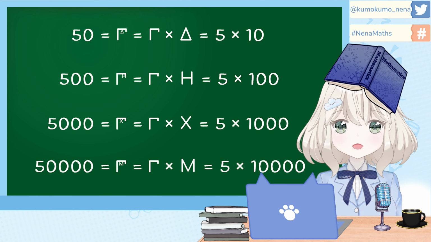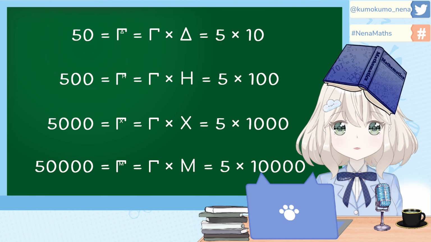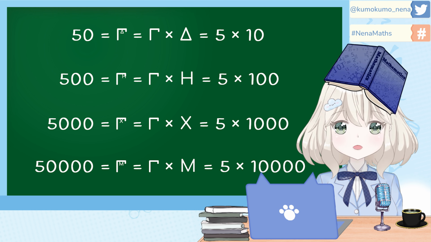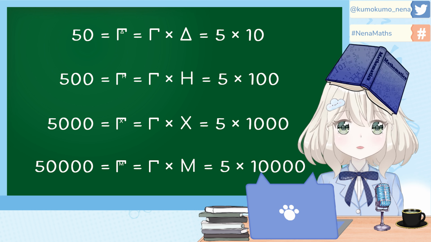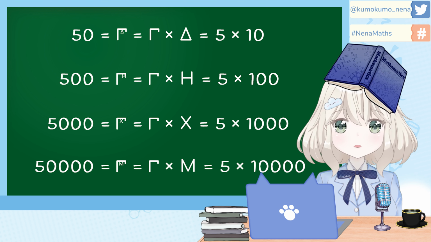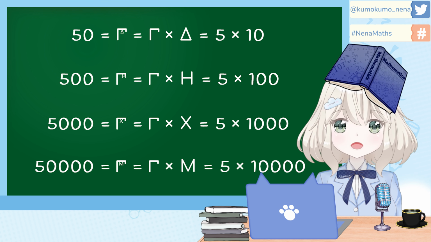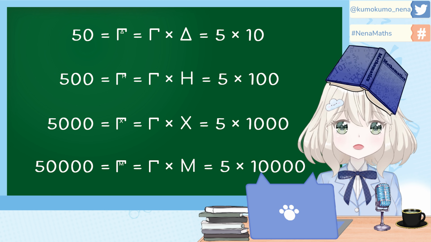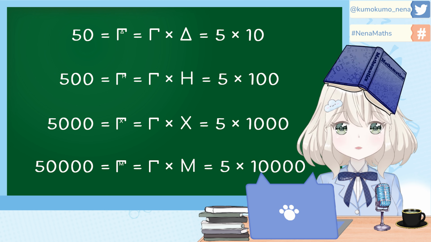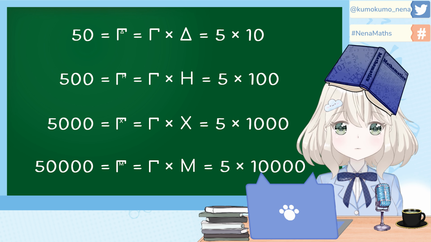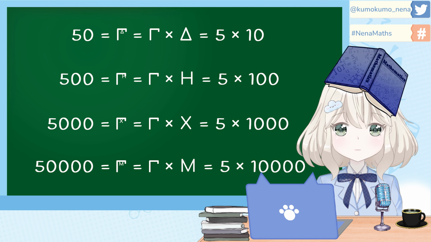We can multiply 10, 100, 1,000, or 10,000 by 5 and insert the letter that corresponds to the number inside pi. In other words, placing a delta inside pi gives 50, eta inside pi gives 500, chi inside pi gives 5,000, and mu inside pi gives 50,000.